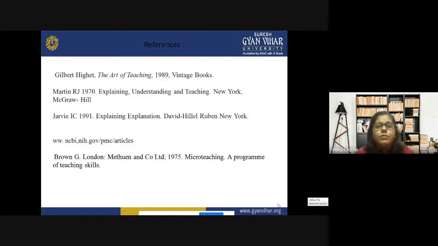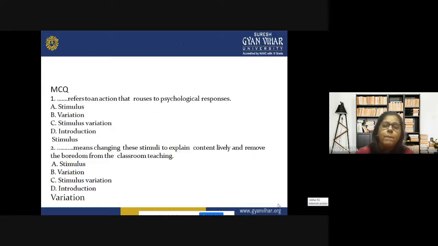These are the references you can refer to for further learning on this particular topic. Now, let us discuss some MCQs. Dash refers to an action that causes psychological responses. The options are A. Stimulus, B. Variation, C. Stimulus variation, or D. Introduction. The correct answer is option A, that is stimulus.